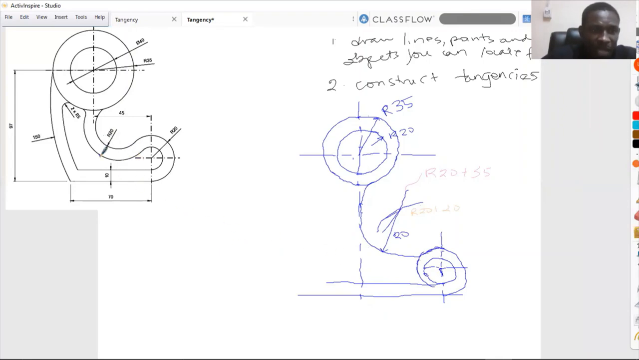Okay, so I've got that one. Remember, this arc will still be 10 away from here because it still joins here. This whole curve is offset at 10 millimeters from this one. So I'm just going to stand at the same place, open to radius 20 plus 10, and then touch here and go that way. Something like that. That's good. All right.